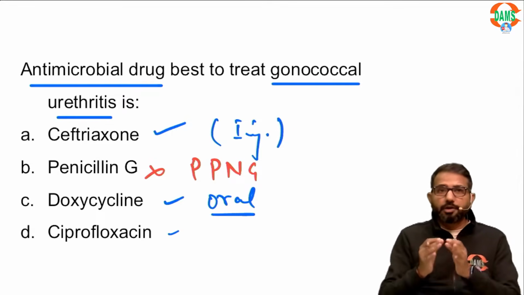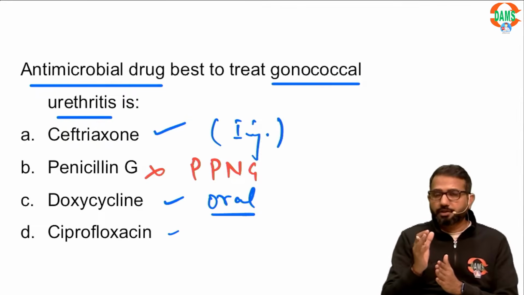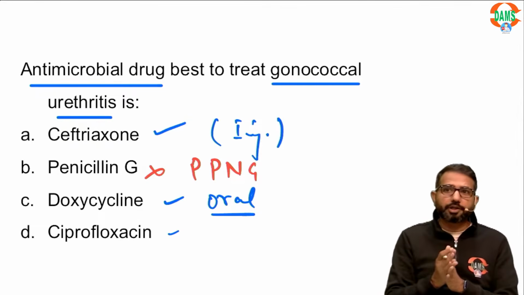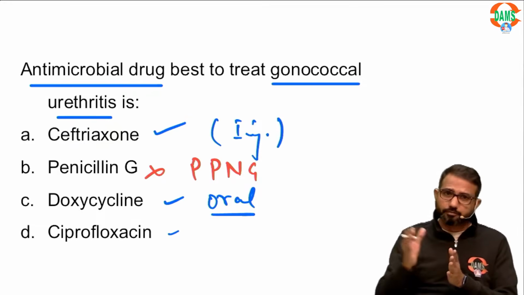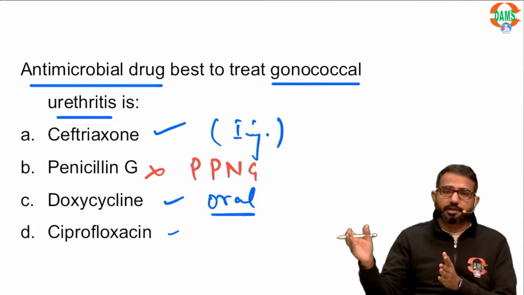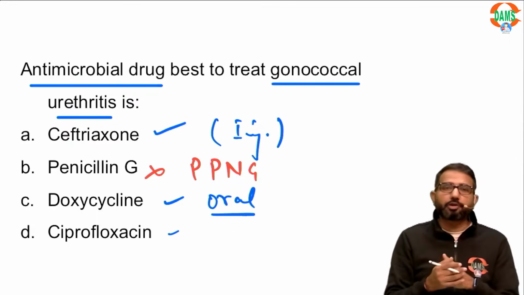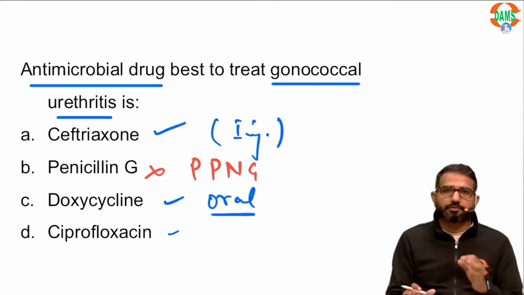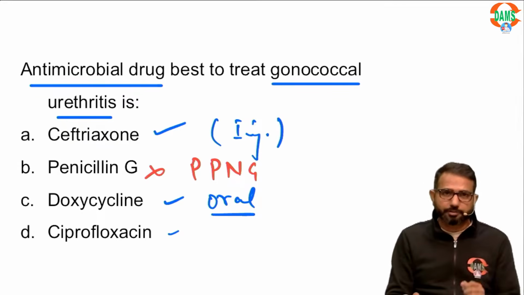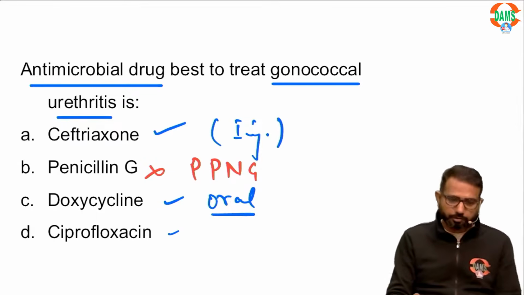Even non-gonococcal urethritis. If we talk about non-gonococcal like chlamydia, then azithromycin is the preferred drug. And doxy can also be used for non-gonococcal, but ceftriaxone is not for non-gonococcal. That's why nowadays doxycycline is one of the commonly used drugs for sexually transmitted infection because it covers the gonococcal as well as non-gonococcal both.